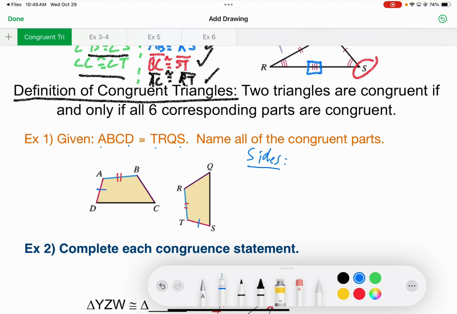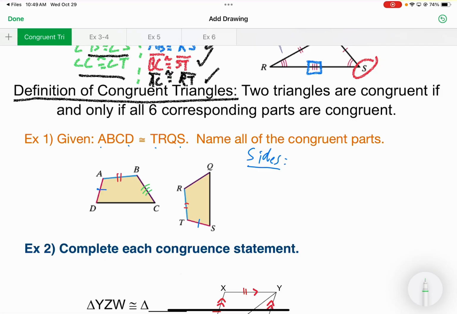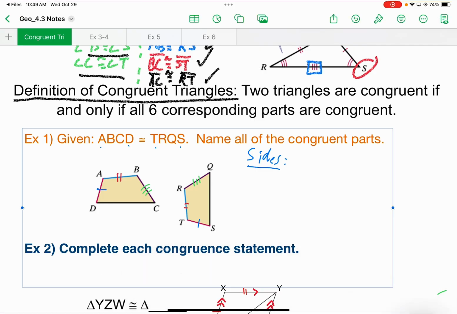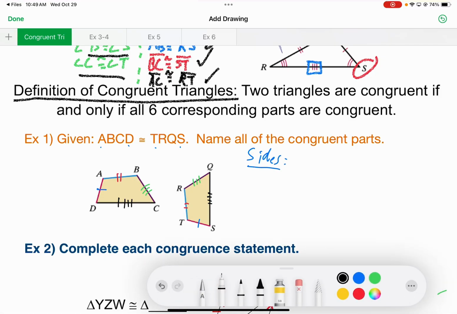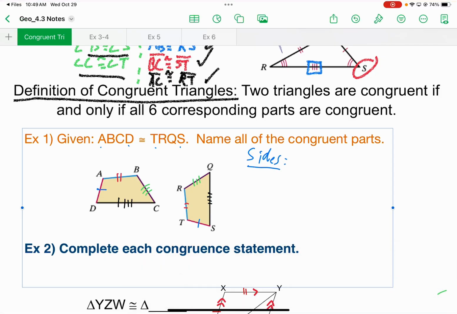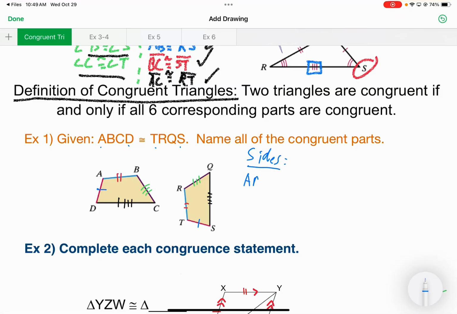And then the next 2 letters would be BC and RQ. So BC, 3 tick marks, RQ, 3 tick marks. And then last but not least would be CD and QS. So CD, I'll put 4 tick marks. And then QS, 4 tick marks, okay? That should make it even easier to find my sides. So Kyle, you started by saying AD and TS, right? Okay, so AD is congruent to TS.